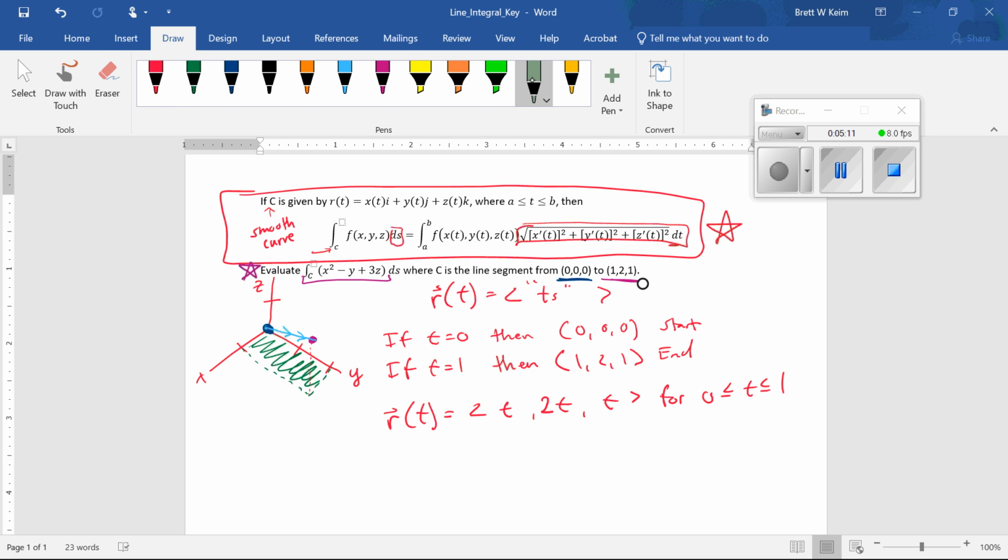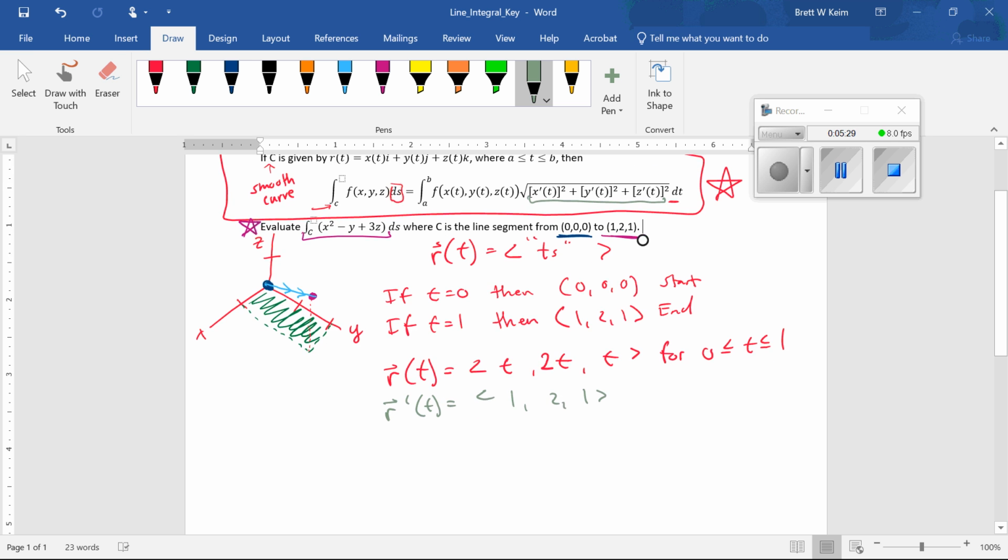And after I do that, now I could find r prime of t, which is just the individual gradients, right? This is just 1, 2, and 1. We're going to need that later, so I might as well get it now. Why do I need that later, you might ask? It's right here, okay?